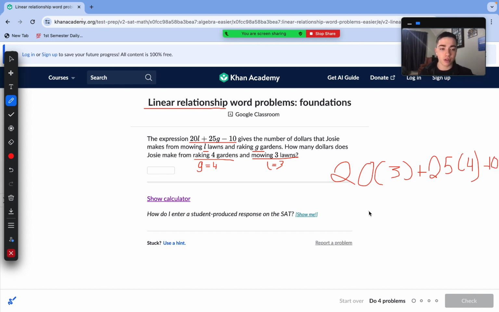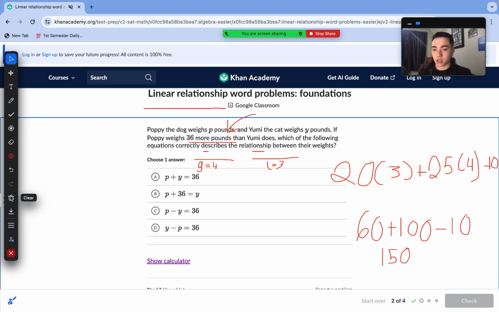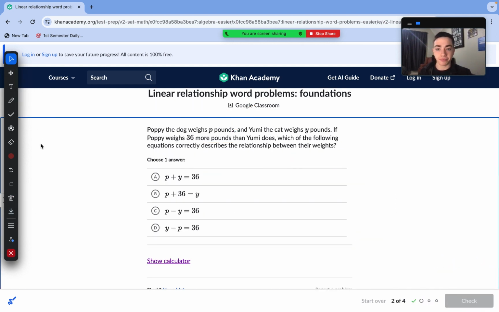20 times 3 is 60. 25 times 4 is 100. So we are left with 60 plus 100 minus 10. 60 plus 100 is 160. Minus 10 is 150. And as they told us here, following this expression gives us the number of dollars that Josie makes. So the number of dollars that Josie makes from raking 4 gardens and mowing 3 lawns is $150. So that's our first question. Let's move on to our next one here.